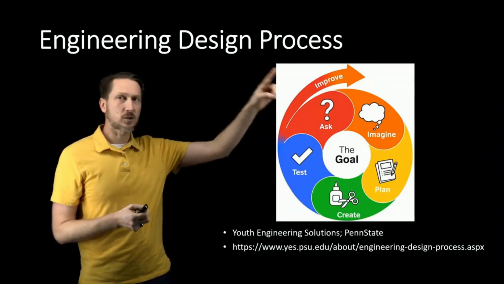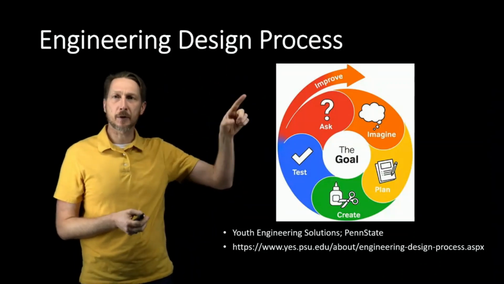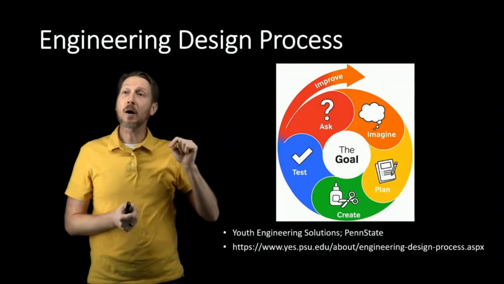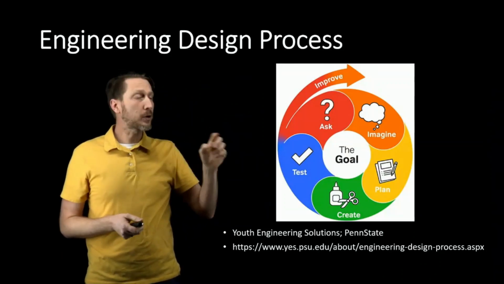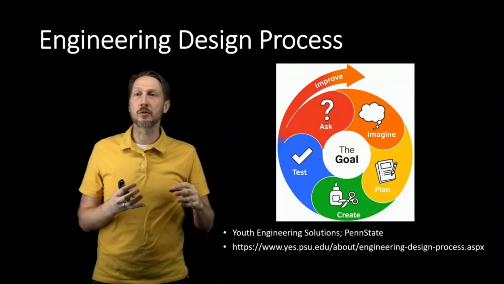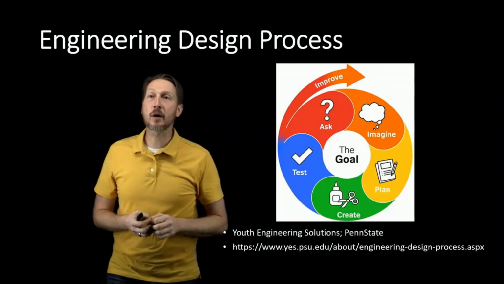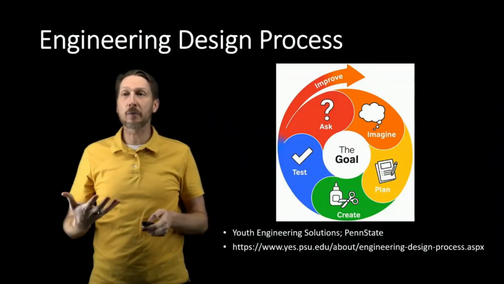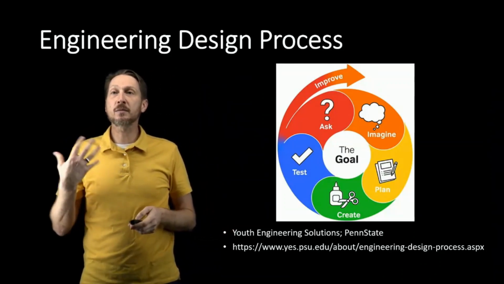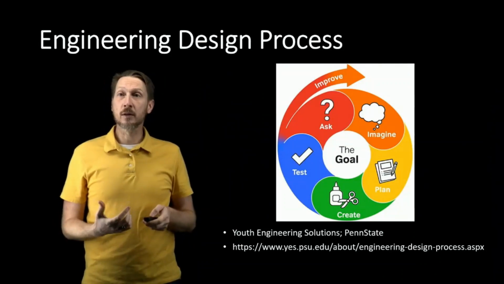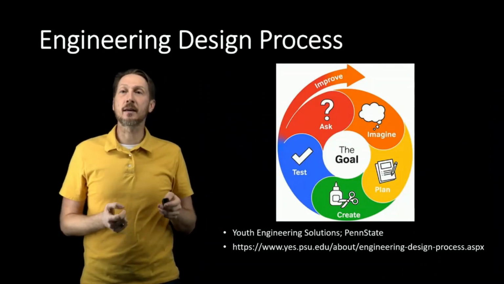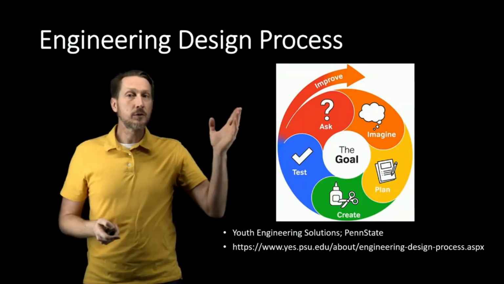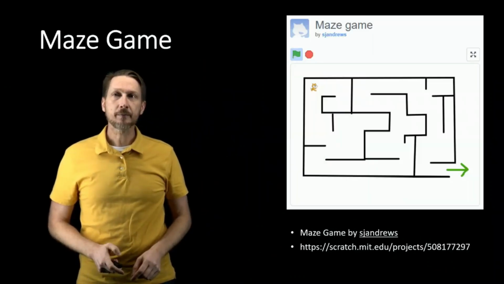In this process, it's a circle, and we're going to go around the circle. The first thing we're going to do, on the far side, is imagine. We're going to think about what we want to build. Second, we're going to plan out what we're actually going to do. We're going to create it using Scratch. And then we're going to test it. We're going to play it. We're going to have our friends play it and see how it works. Then we're going to ask questions about how we can improve this, and then go through the process again. This is the way a lot of the things that you see around the world have been created, using a process similar to this.